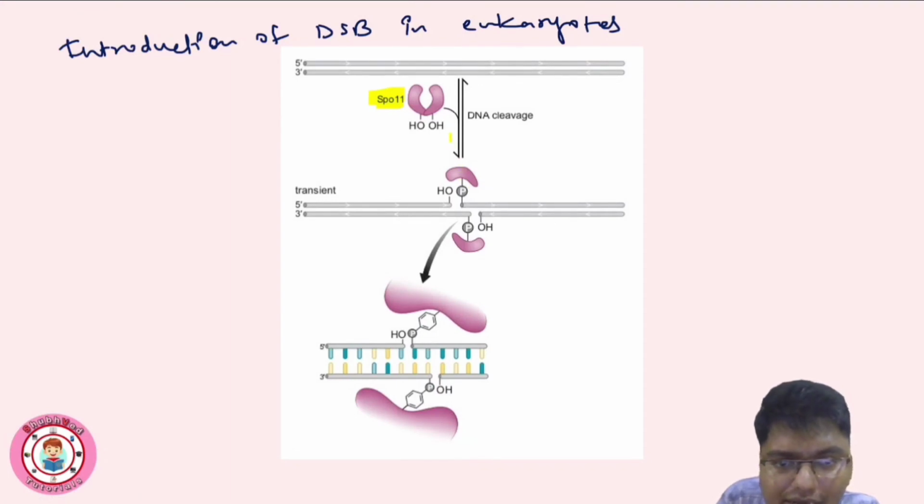So SPO11 has a tyrosine. Okay, tyrosine. So this is an OH molecule of tyrosine which attacks the DNA, right? Two molecules of SPO11 are needed. So this is the first molecule, this is the second. Okay, and here we can see exactly what is taking place. See. So thus double strand break formation takes place. Right? 3' OH gets free here and phosphate attached to tyrosine. Right? So this is our introduction of double strand break.